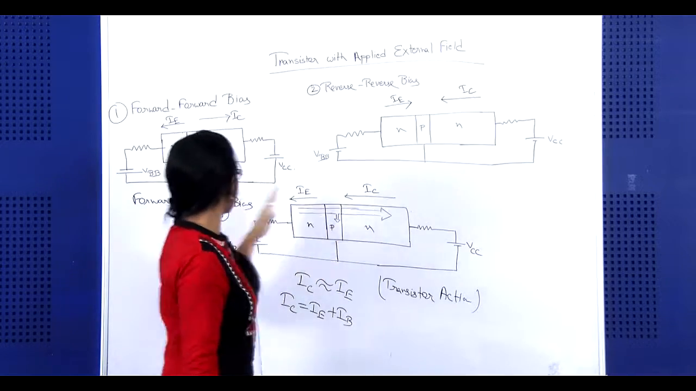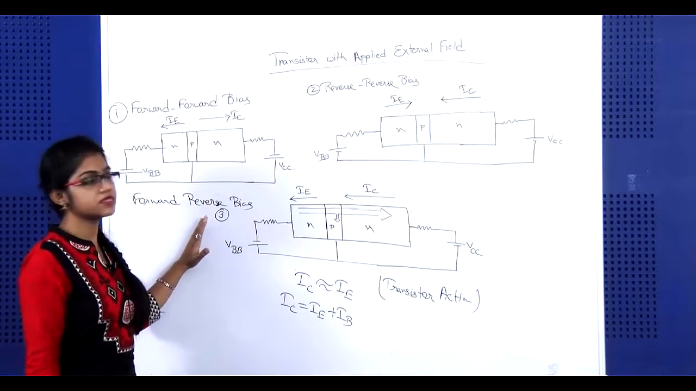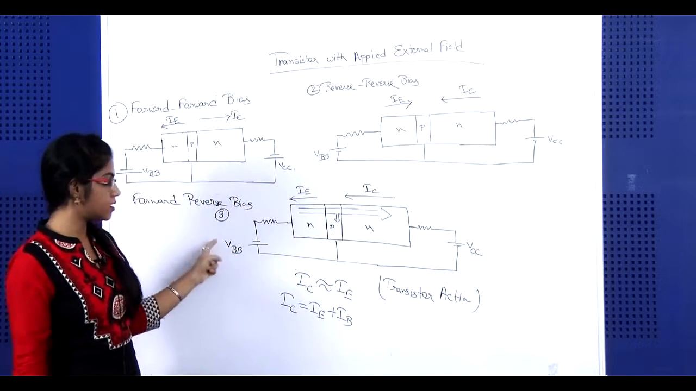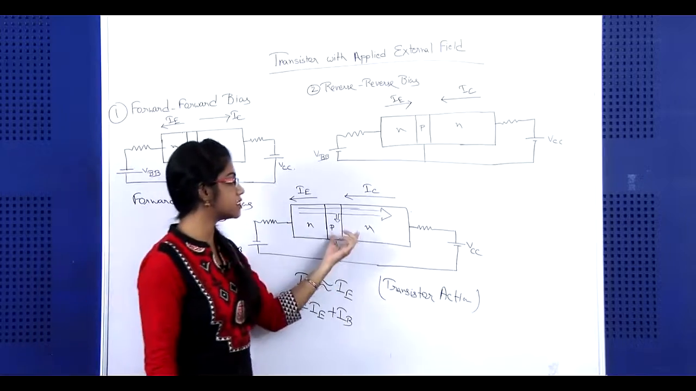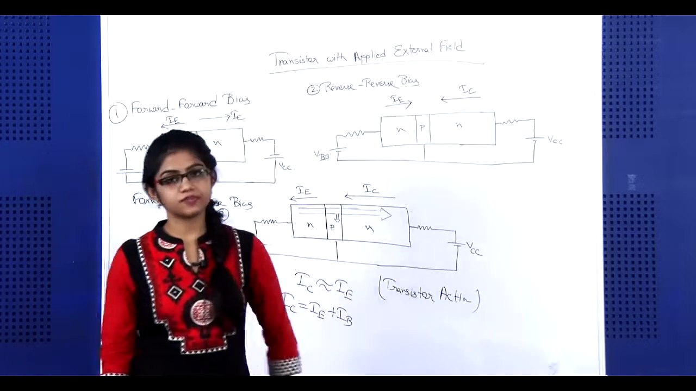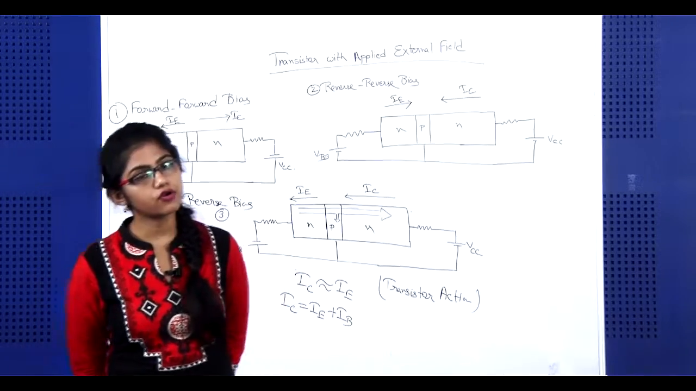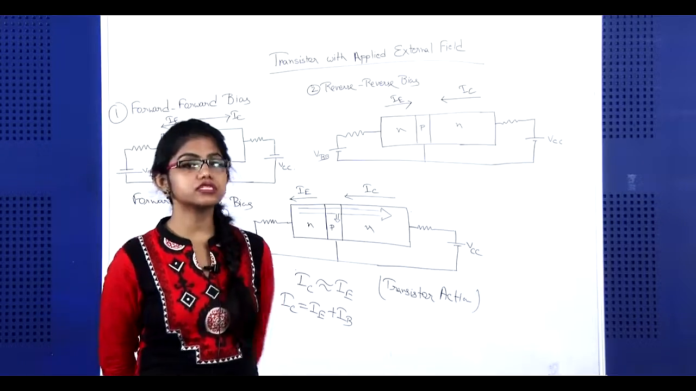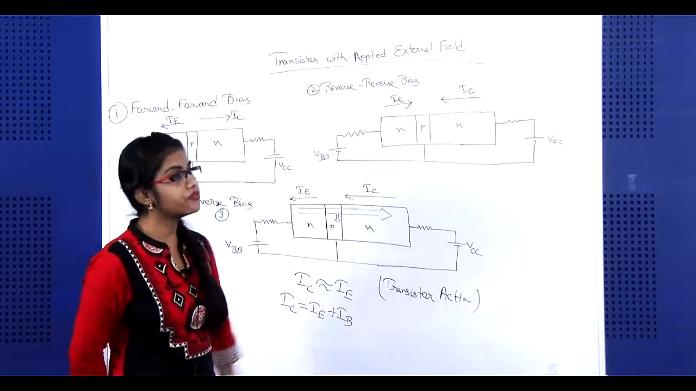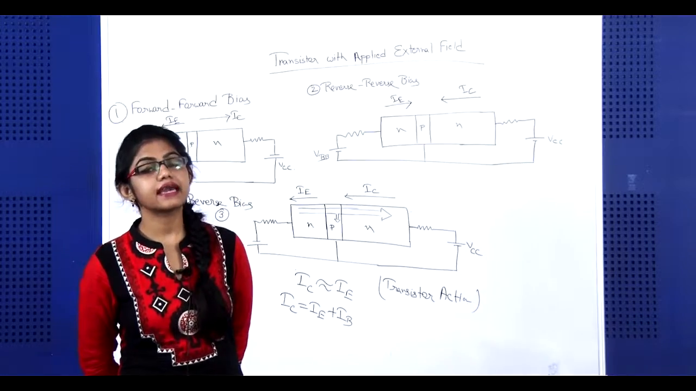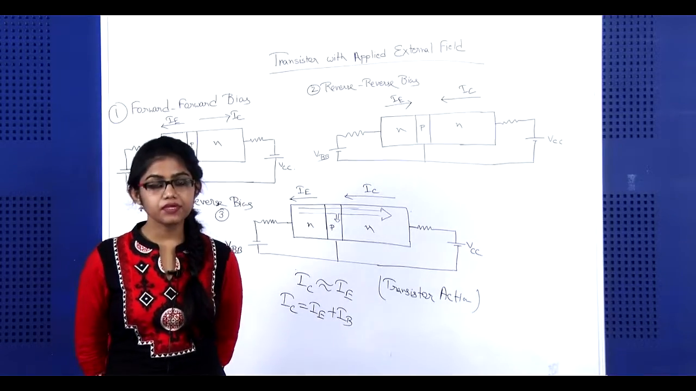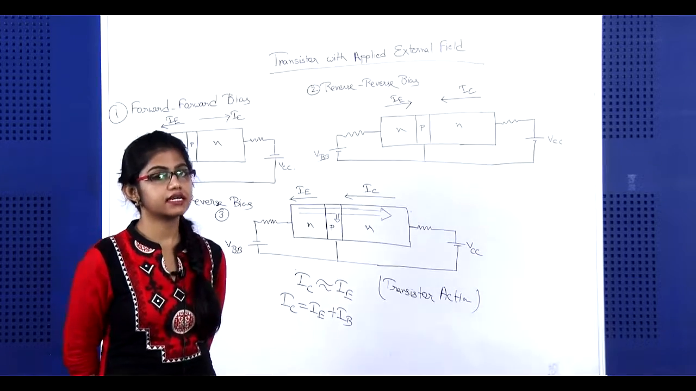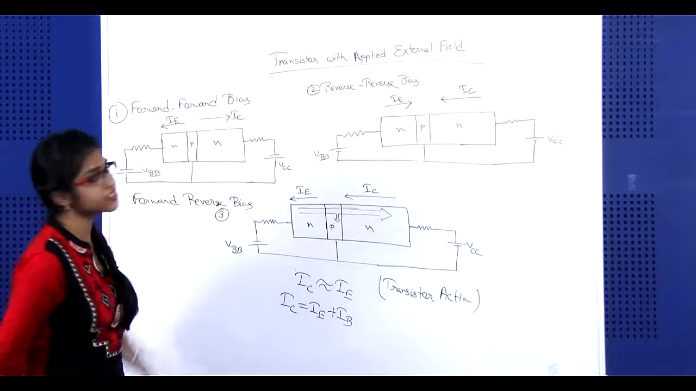In the same way, forward reverse bias means the first PN junction diode will be connected in the forward bias condition and the next PN junction diode will be connected in the reverse bias condition. That is why the names are forward forward, reverse reverse and forward reverse. Now, we have to see which one among these three behaves like an amplifier circuit. That means, a weak signal will be amplified by this kind of circuit connection. So, consider the first one.